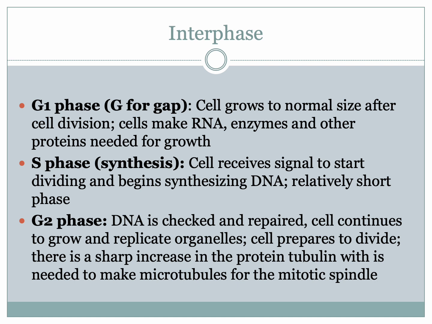Interphase is the first part of the cell cycle. It's where the cell spends most of its time. There are 3 parts to interphase. G1, the G stands for gap. The cell grows to normal size after cell division. It makes RNA and enzymes and other proteins needed for growth.